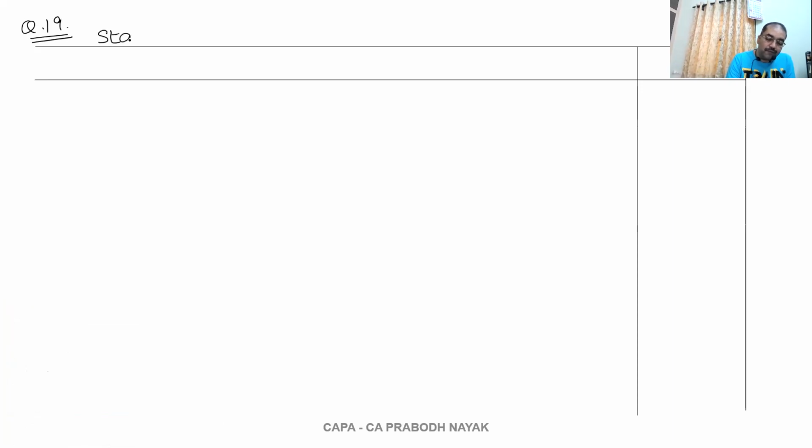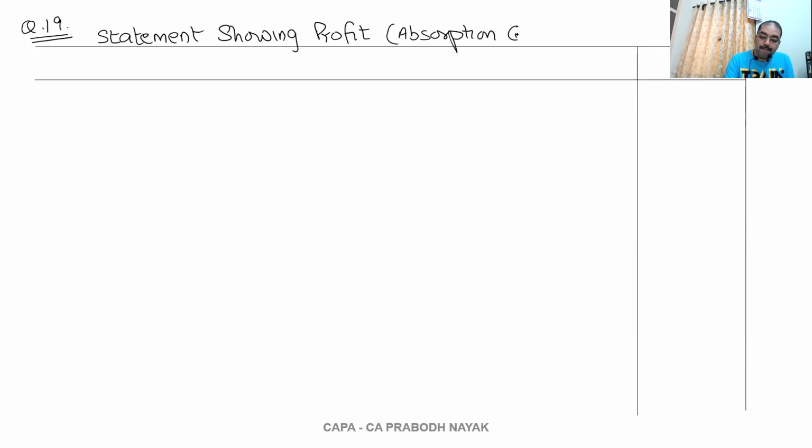Statement of profit, or you can say a statement showing profit. In brackets you write absorption costing. Starting with sales. We have actually sold 1,300 units and the selling price is 400 rupees. So 1,300 into 400, 5,20,000.